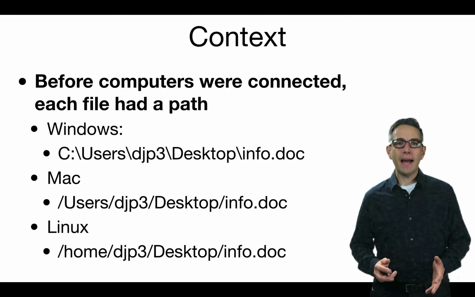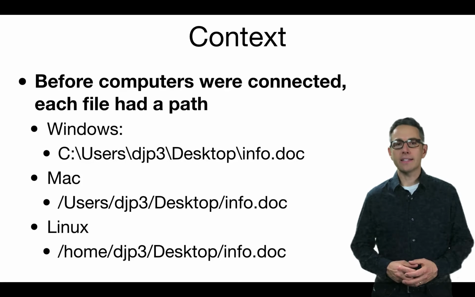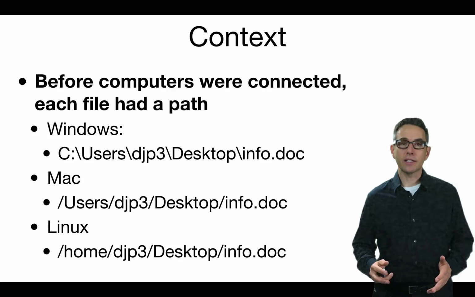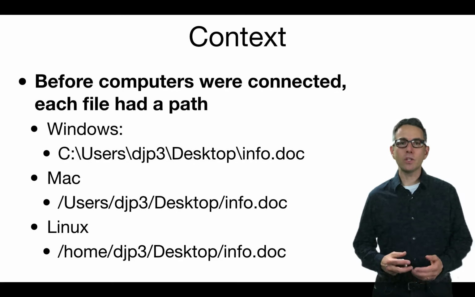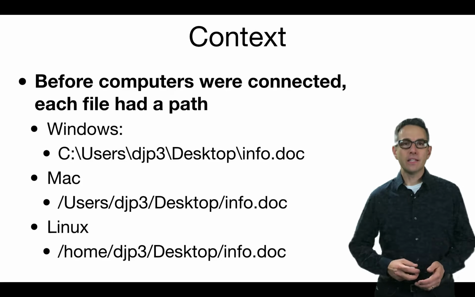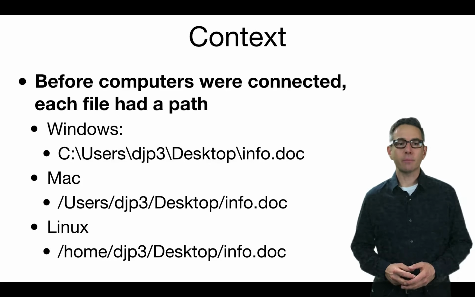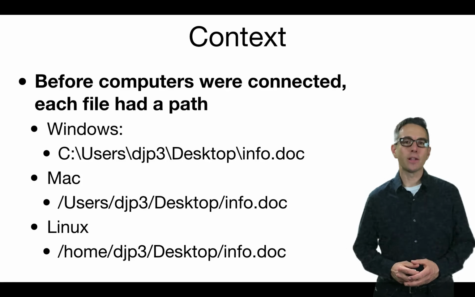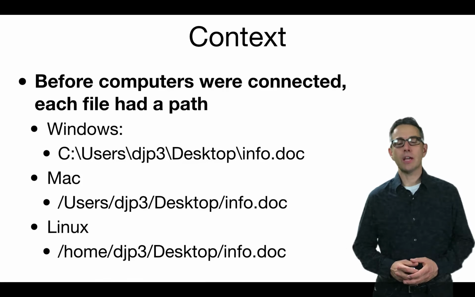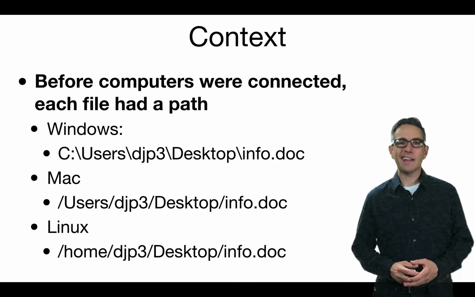So the context: back in the day, before there was a standardized internet that anyone could connect to, computers on their hard drive would have a path name that you would use in order to access a file. This still exists in the computers that we use today on the different platforms. So a Windows computer, for example, uses a path name like C:/users/djp/desktop/info.doc. And so if you look in maybe the File Explorer, or you look in different places in Windows, you'll see a file path that looks something like that.